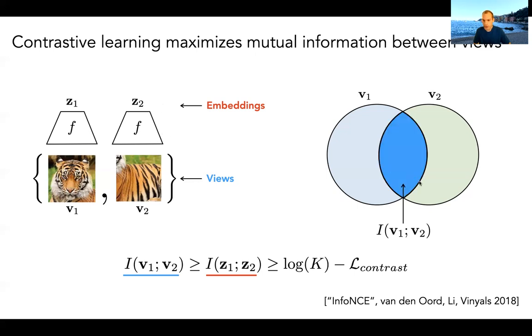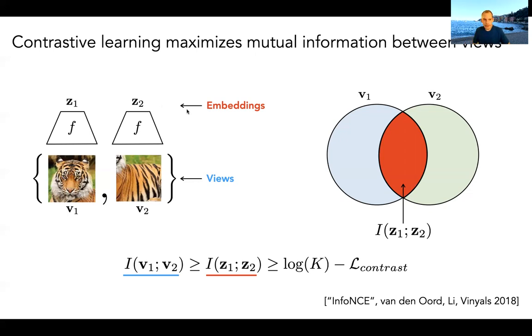Okay, so here is the total mutual information that you could capture between V1 and V2. As we minimize our contrastive objective, as we do contrastive learning, we will try to learn a representation that captures all of that information in our embeddings. So this is the InfoMax idea of contrastive learning.